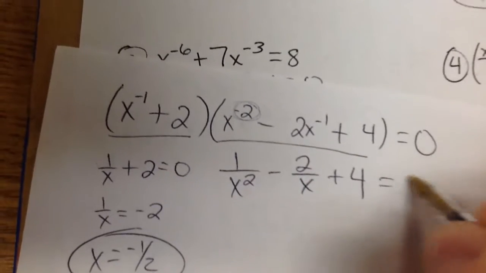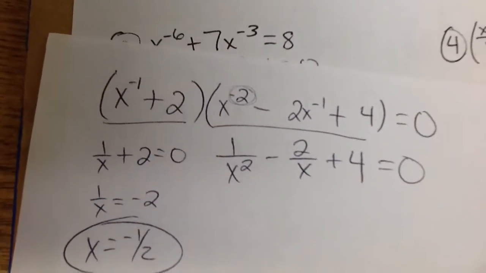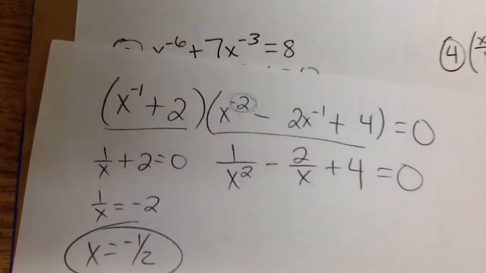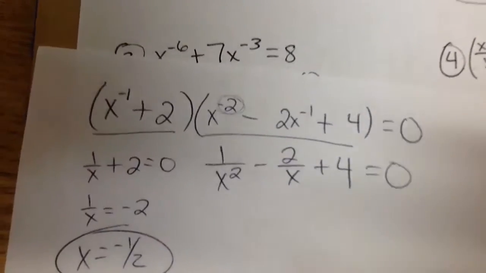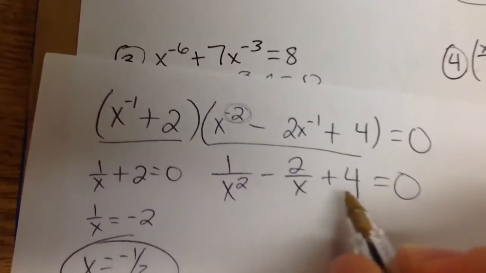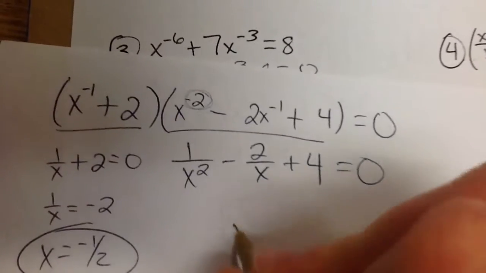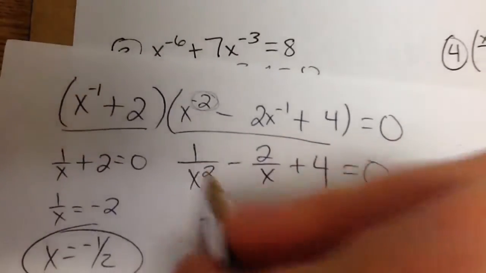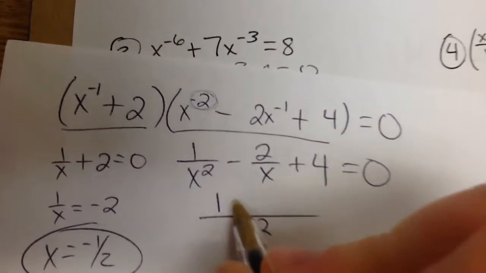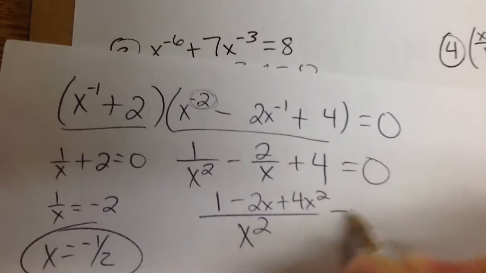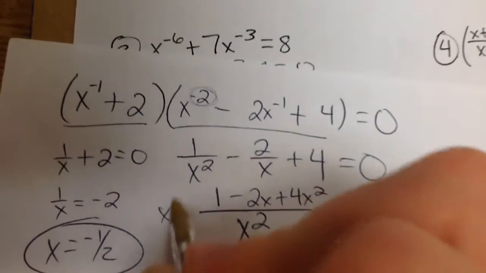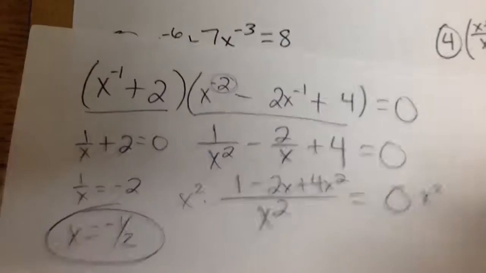If that is equal to 0, we could try to get a common denominator, which I think I will. The common denominator between all of those would be x squared. So that'll stay a 1, that one needs to be multiplied by x, and that one needs to be multiplied by x squared. So I have all that. Multiply both sides now by x squared.